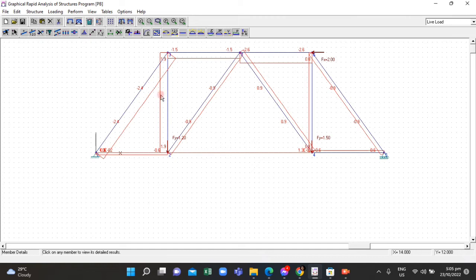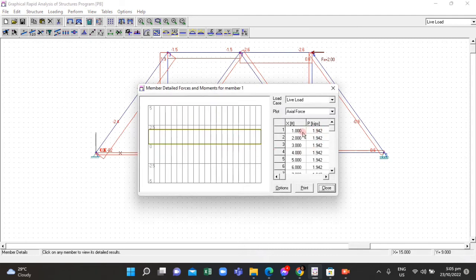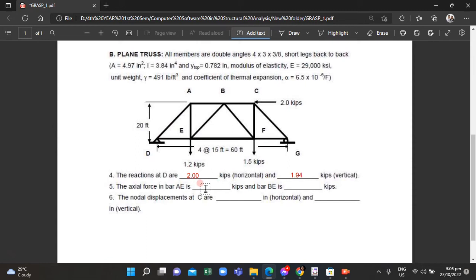Upon attaining the exact result for AE, I just have to tap this member to generate the exact result. Here, the full length is 20 feet, that is the member. The actual force is 1.942. So I'm going to put it here, 1.942, because that's how the values are presented as the output of the analysis.